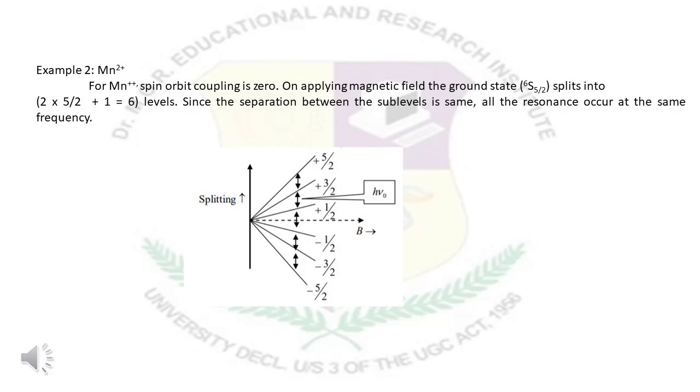The second example is manganese 2 plus ions. If manganese 2 plus ions are subjected to ESR spectroscopy, the spin orbit coupling will be 0, and on applying a magnetic field, the ground state will further split into sublevels, so 6 sublevels. Since the separation between the sublevels is the same, all the resonances occur at the same frequency.